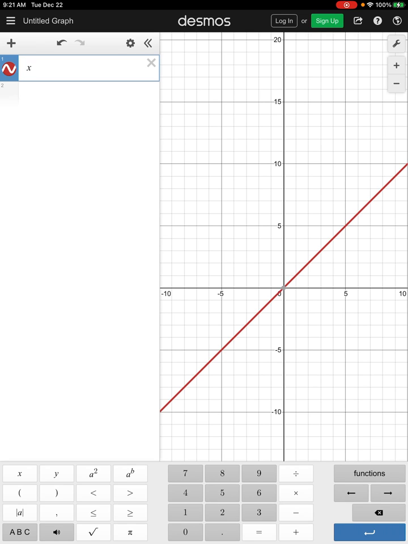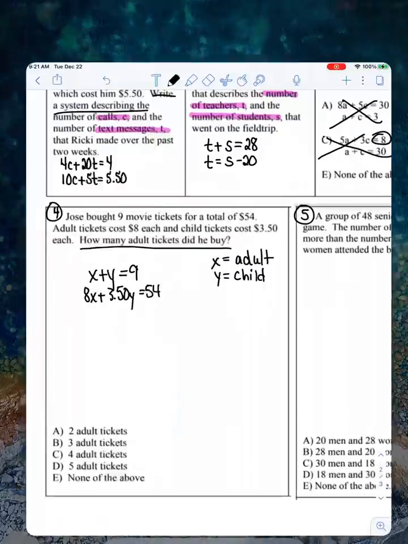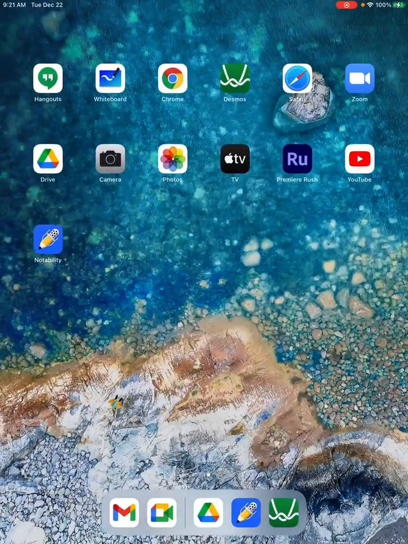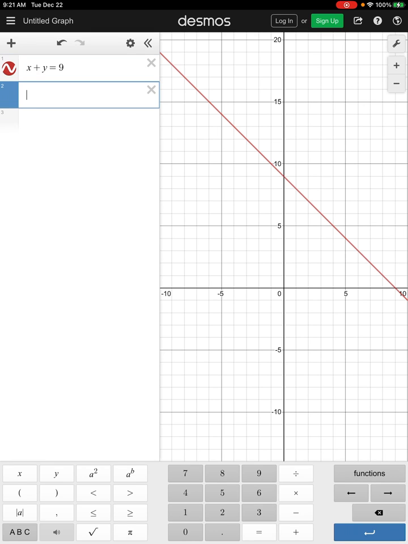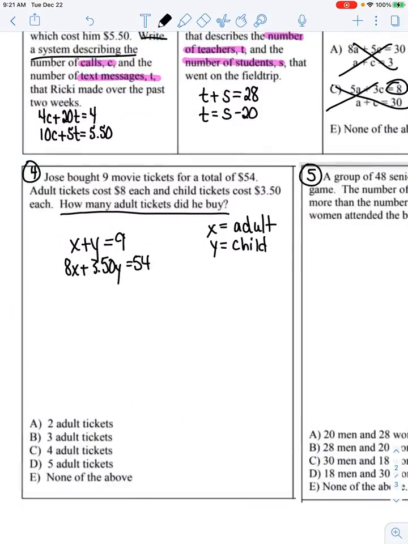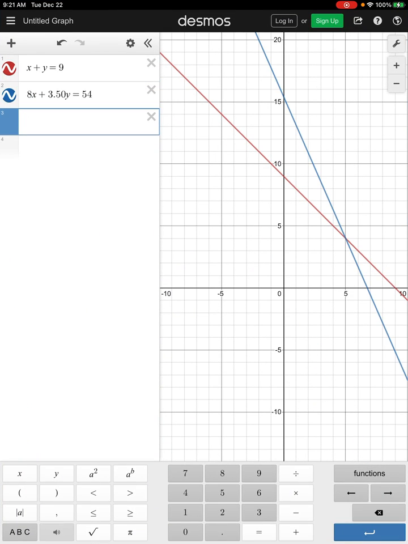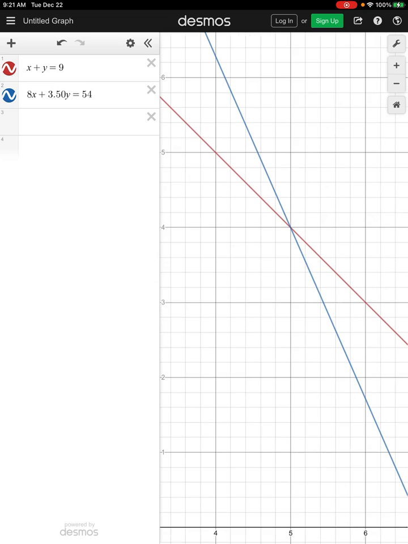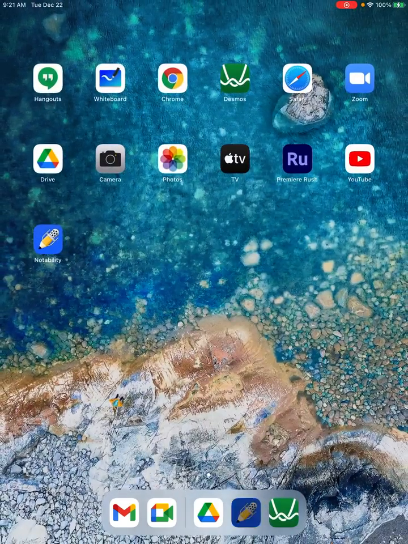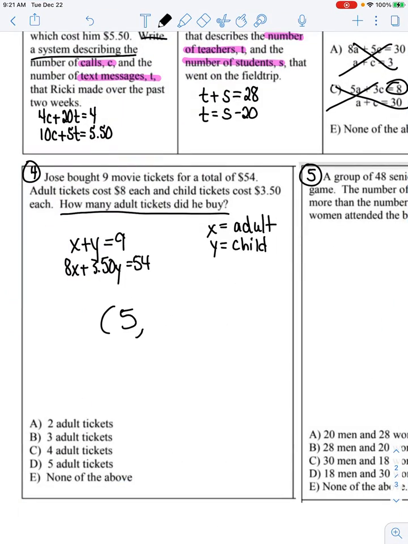So my first equation was X plus Y equals 9. Let me double check that. Yep. And then 8x plus $3.50 times Y equals, let me go back and make sure it's 54. Yep. Equals 54. Okay. So now I want to find my point of intersection. And my point of intersection is 5, 4. So I found my solution.